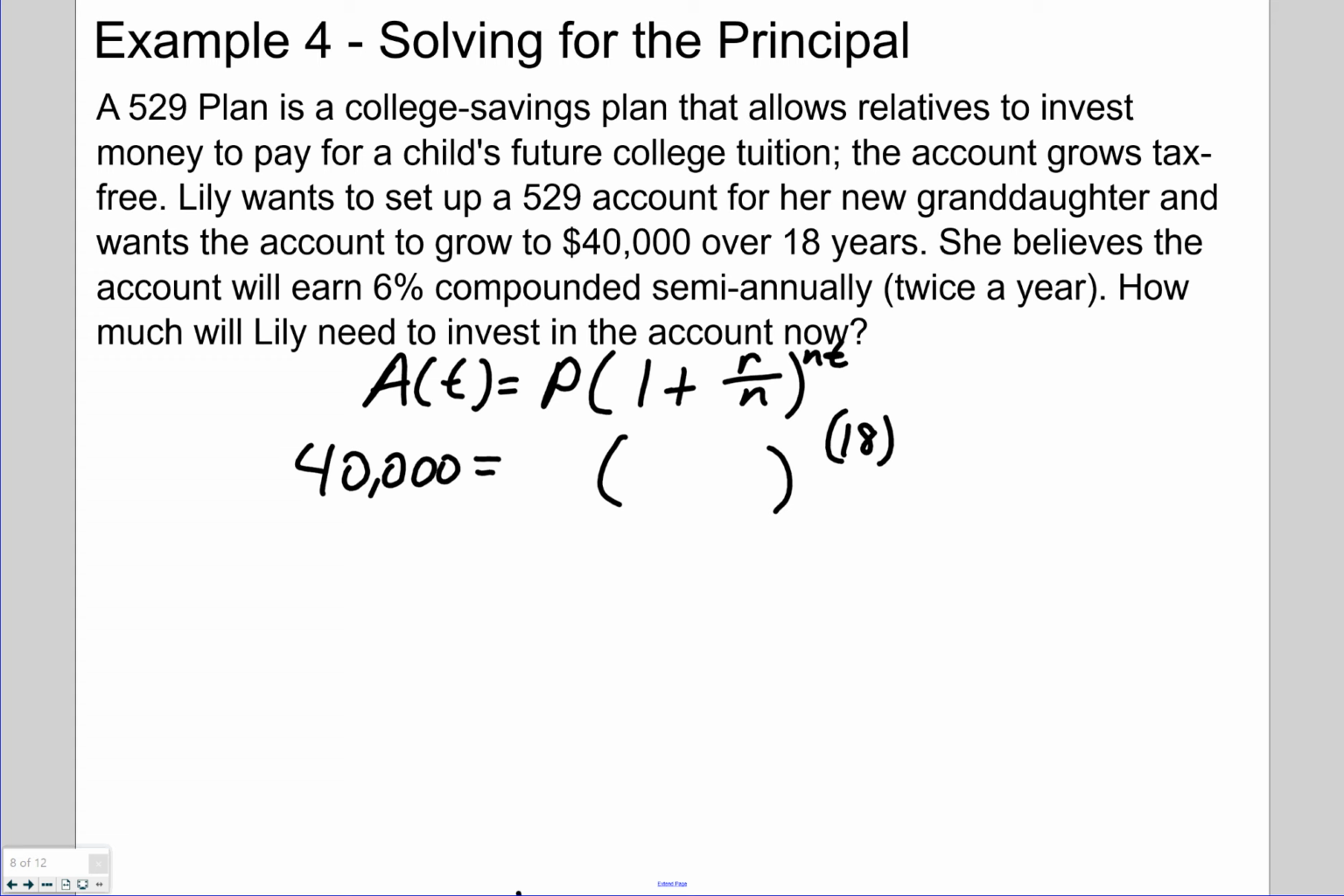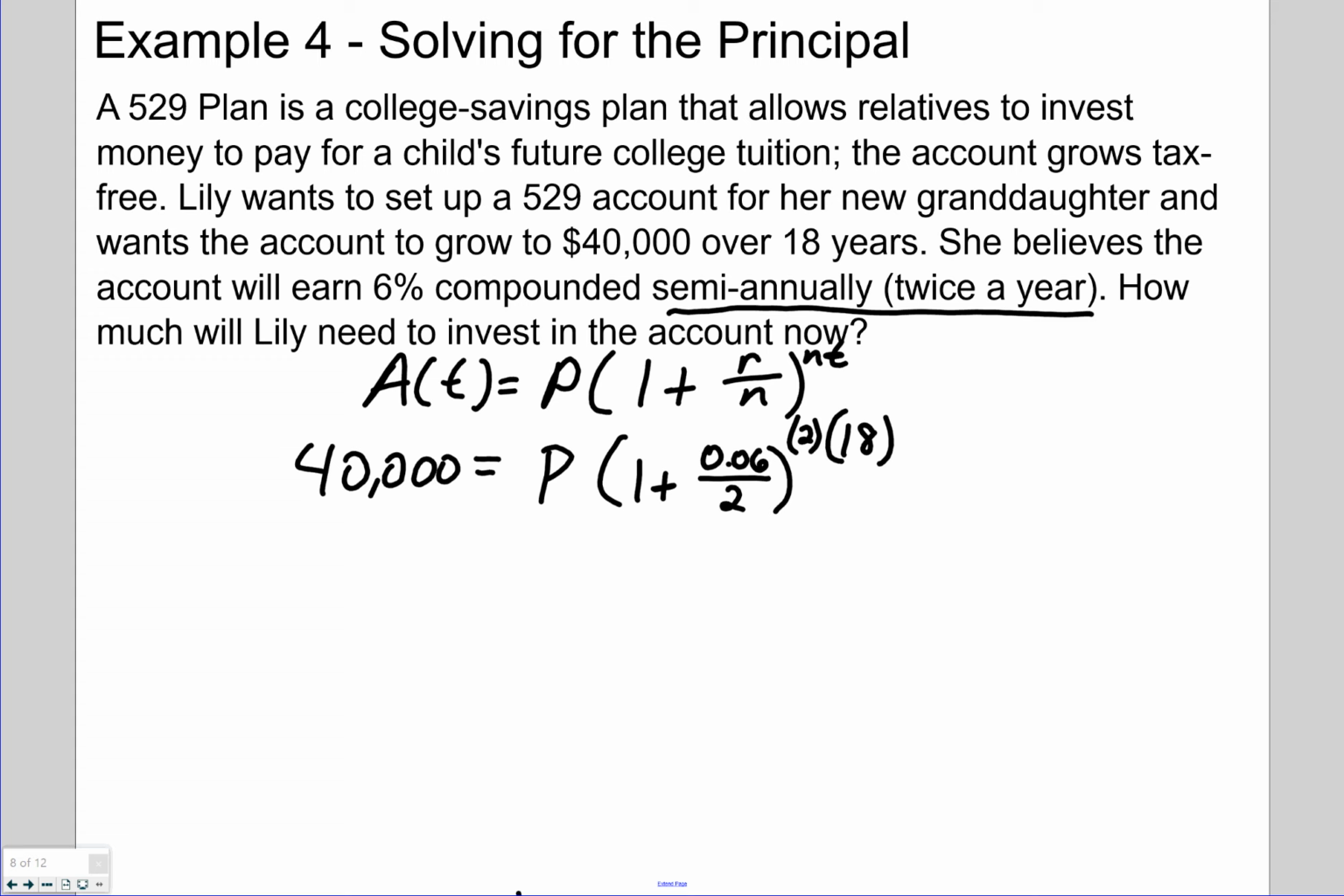The rate is 0.06. Compounded semi-annually, twice a year, so n is 2. So what's the only thing we don't know? P, which is how much money she needs to put into the account today.